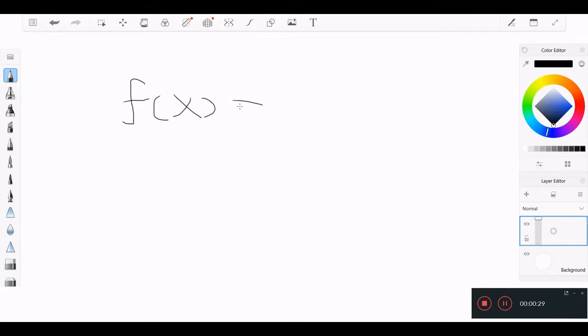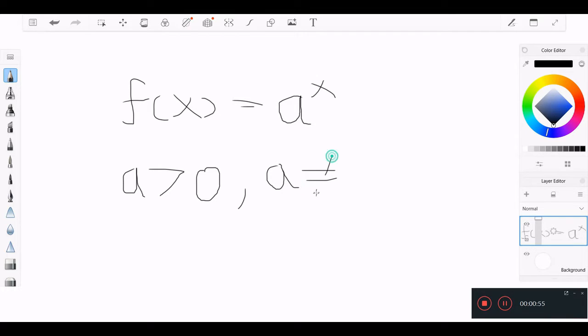So this is the function f(x) like normal. With the exponential functions, you have a power of x. So this is the exponential function. There are some rules for the exponential function: the a must be bigger than 0, and a is not equal to 1.